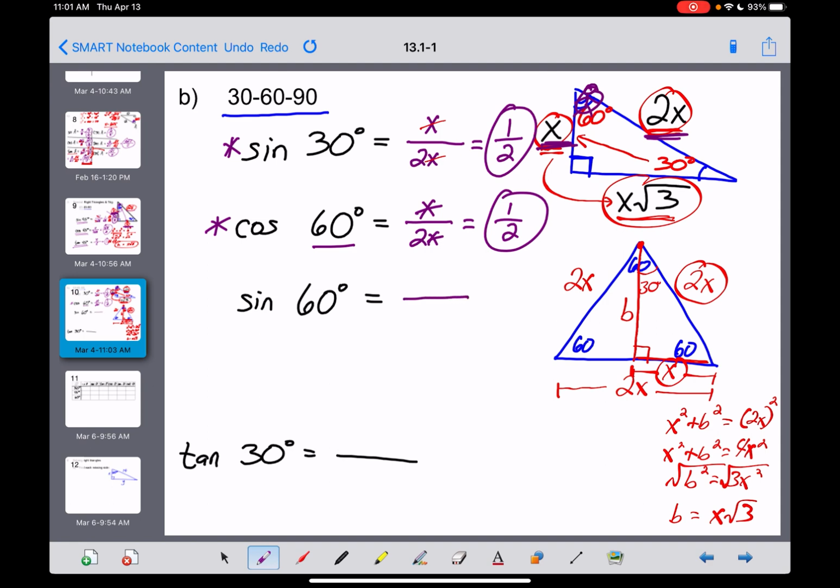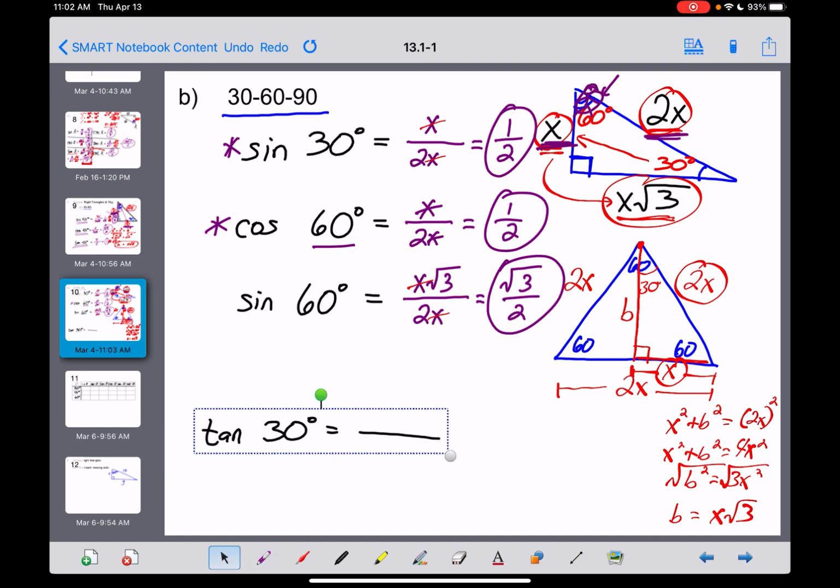How about the sine of 60 degrees? So your stick figure is still right here. Sine is the opposite leg, which is x times the square root of 3, divided by the hypotenuse, which is 2x. The x's cancel again, and we're going to end up then with this weird number, root 3 over 2. And that's one you guys are going to need to know pretty well by the end of this chapter as well. And I put one more right here, and I guess that's all I did with you guys.